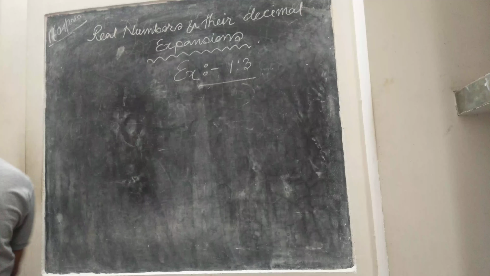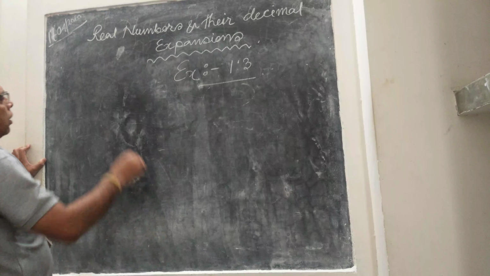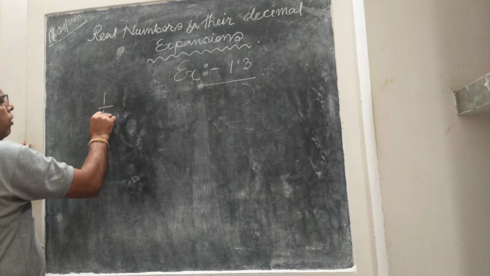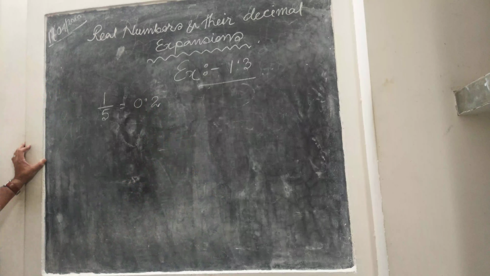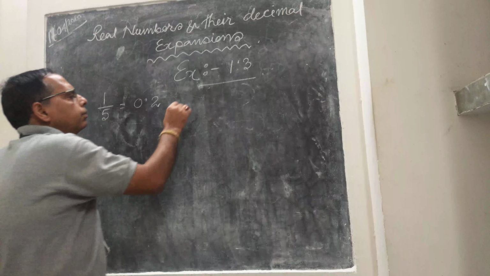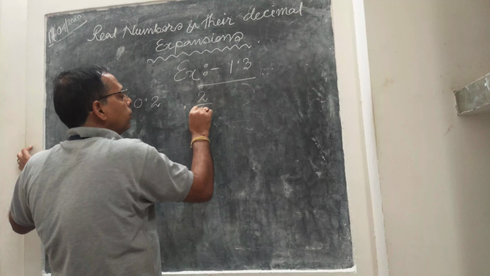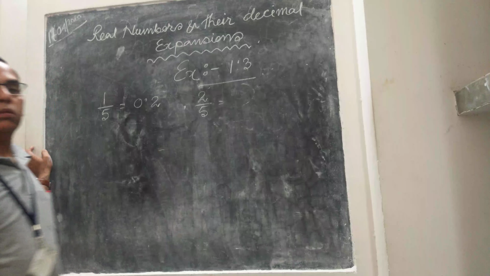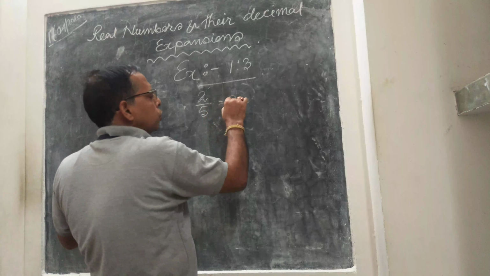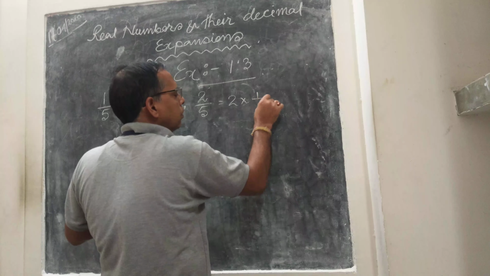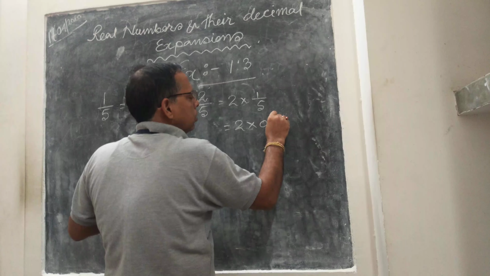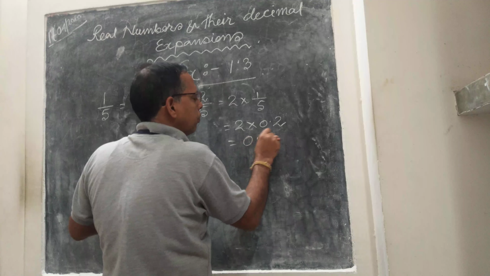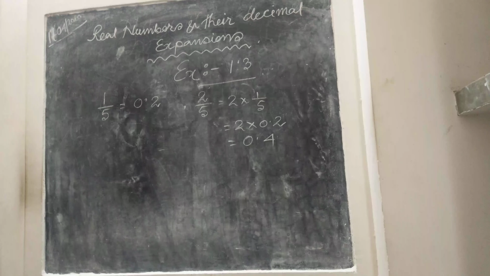Because see, suppose if I write 1 by 5. 1 by 5 equal to how much? 0.2. Now, if I ask you, write down this one. Very simple: 2 into 1 by 5. Now, 2 into 0.2, we got how much? 0.4. Okay? Who can do it first? So that is the game.